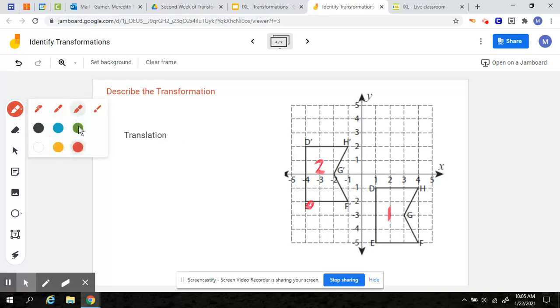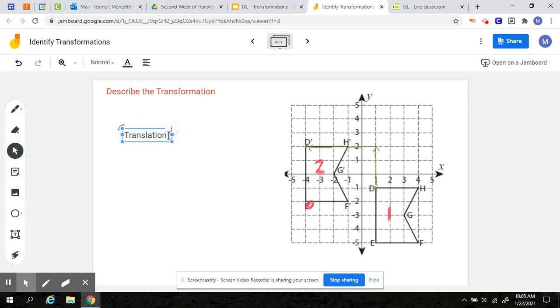Once I've figured that out, I'm going to pick a single point. It doesn't matter which one. I need to count how it moved to get there. I'm going to pick D, and go to the same point on the other shape, D prime. I see that I went 1, 2, 3 units up, and 1, 2, 3, 4, 5 units to the left. So my answer is a translation, 3 units up and 5 units left.